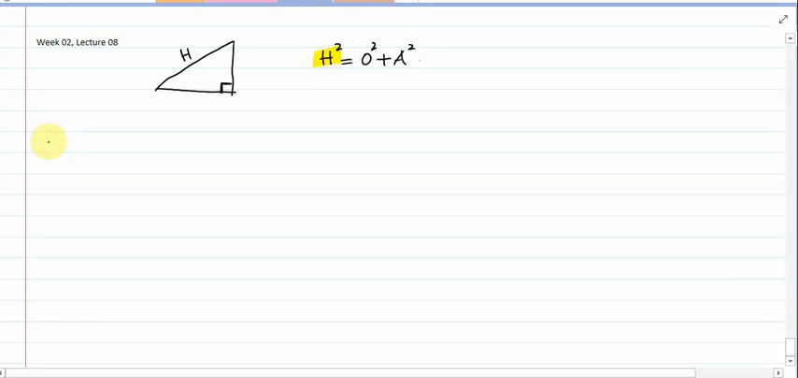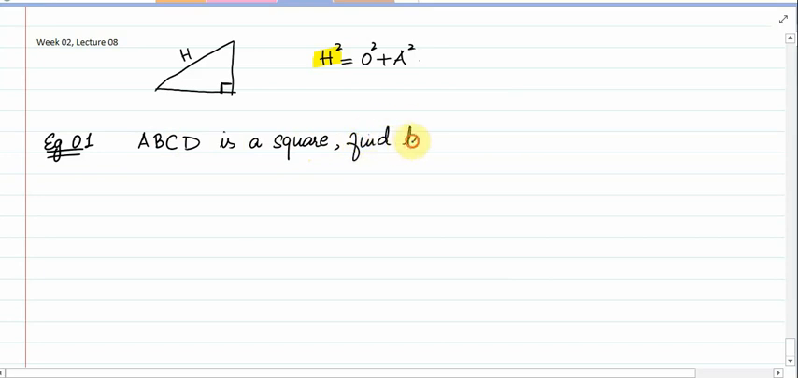Today we are going to do some example questions. They are example word problems, but very easy. Let's suppose we have a question: ABCD is a square, and we need to find the length of its diagonal.